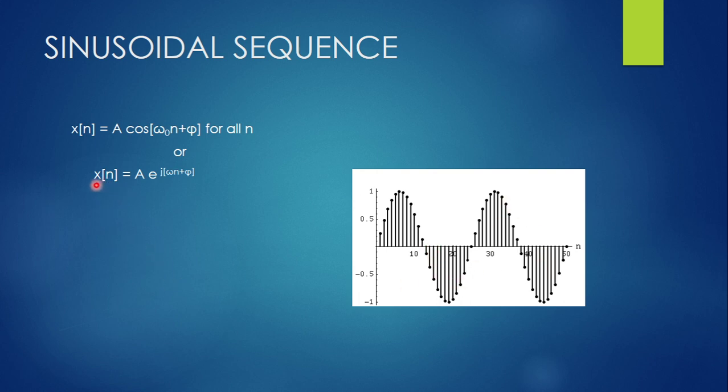It can also be represented as x[n] equals A e raised to power j(omega n plus phi), that is equal to A cos(omega n plus phi) plus j sin(omega n plus phi). Again, that is a representation of the sinusoidal signal. The shape of the sinusoidal signal is something like that, and it is oscillatory in nature, as we know. This becomes one time period, this becomes another time period, and so on.